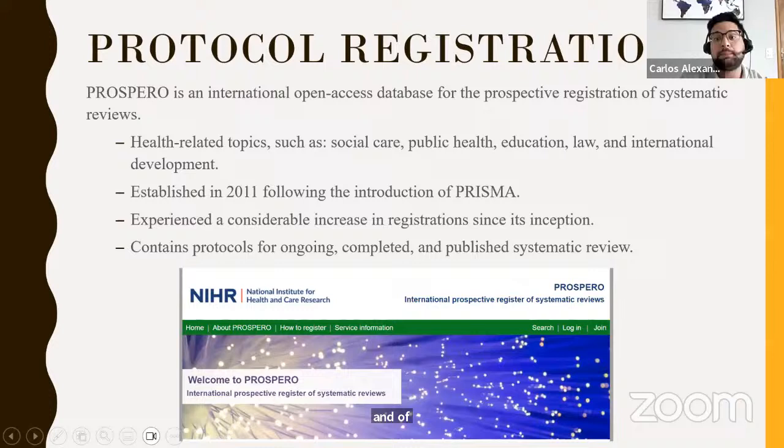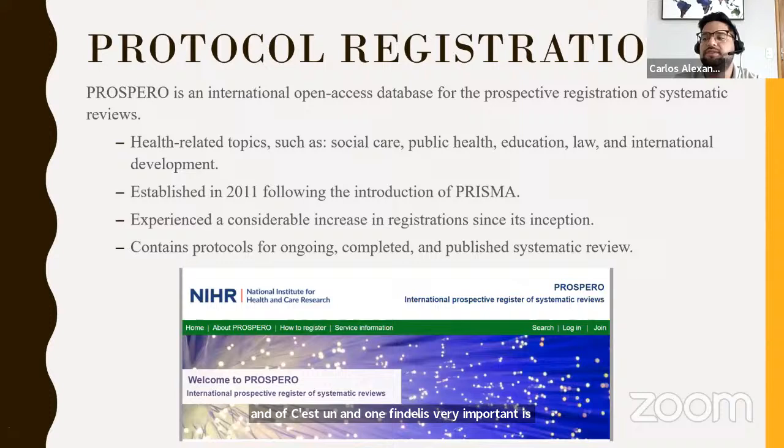One thing that is very important is that after you publish your systematic review, you are requested to go back to the PROSPERO website, let them know, and mark it as a published systematic review. Usually the authors don't do that, which is very sad, but I guess it's good to promote that.